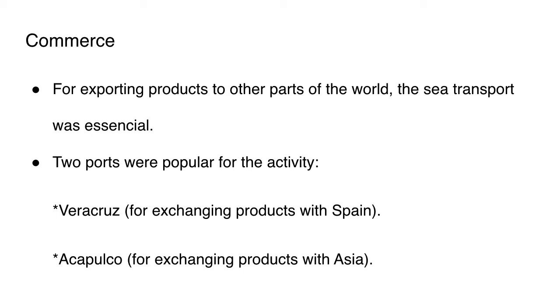For exporting products to other parts of the world, obviously they used boats, ergo they used the sea. And there were two main ports. One was Veracruz, that is next to the Golfo de Mexico, and the other one was Acapulco, that is in Guerrero, in the Pacific Ocean. So all the products that were going to go to Spain left from Veracruz, and all the products that were going to go to Asia left from Acapulco.